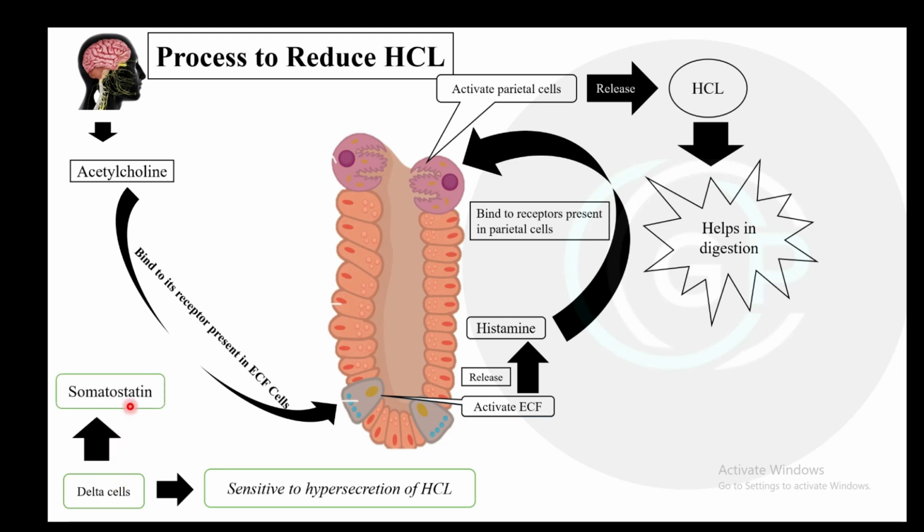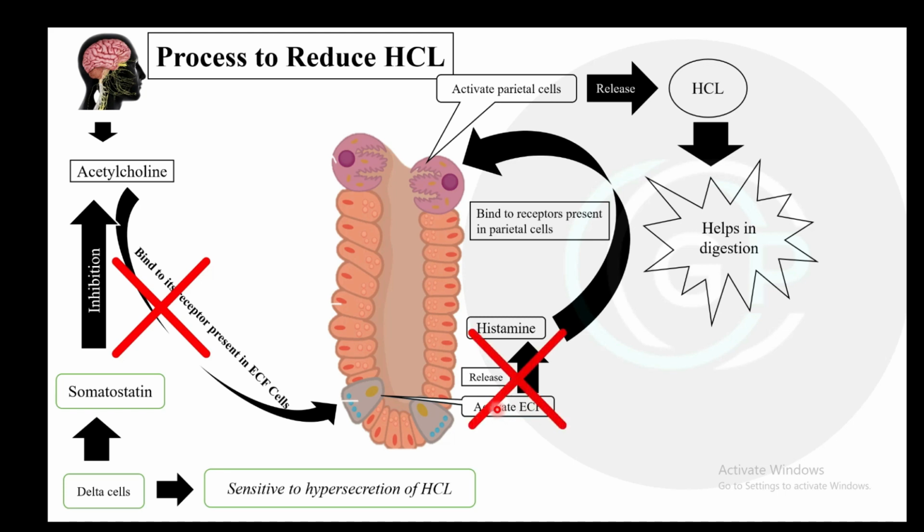So somatostatin will go and block the secretion of acetylcholine. They will inhibit the acetylcholine from binding to the ECL cells. Once somatostatin inhibits the process, acetylcholine can't come to the ECL cell. If acetylcholine is not able to bind to the receptor on the ECL cell, this ECL cell will not get activated. Once the ECL cell is not activated, it means there is no release of histamine.